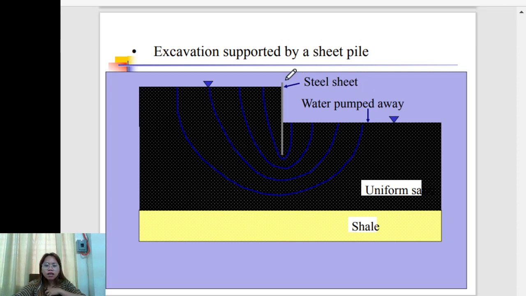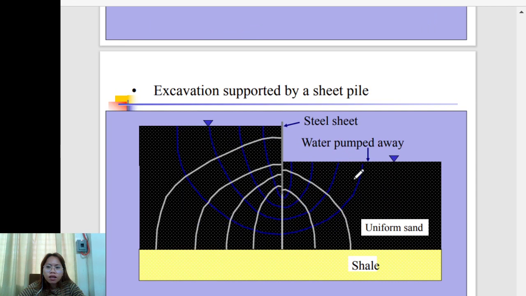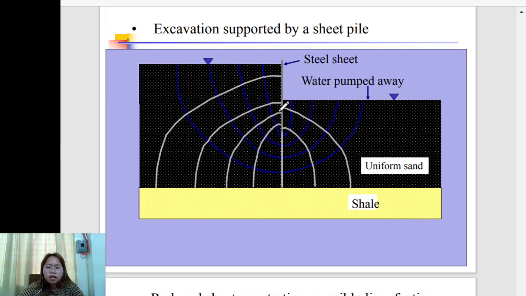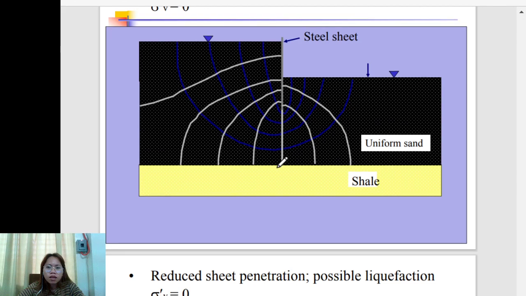Another is excavation supported by a sheet pile. This is steel sheet. Let's say this is a retaining wall, no? Sheet pile, water pumped away. So again, this is the flow line. Excavation supported by a sheet pile. We have steel sheet, water pumped away. Okay.